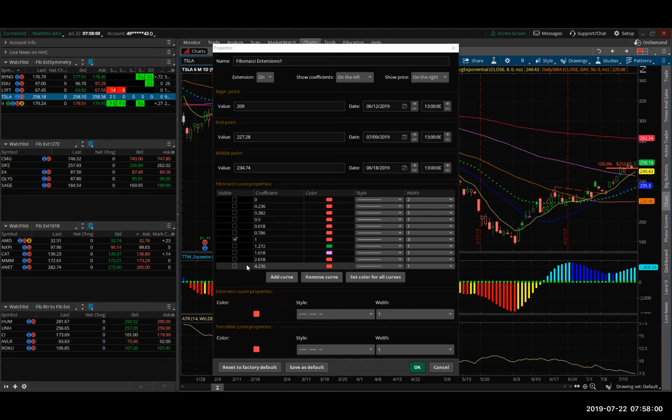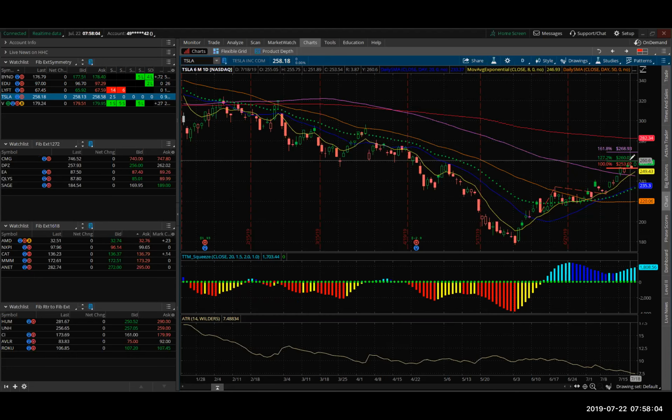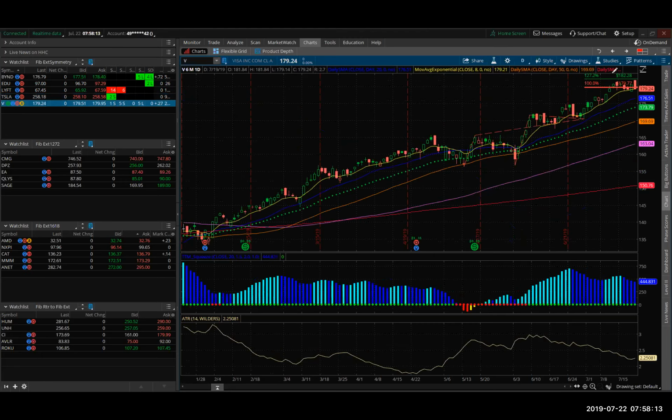I'm going to do it again, so I'm going to add those extensions. So we realize, oh, look at that. That's why it pulled back. Had you not known about your extension levels, you wouldn't have realized that that resistance was there. Make sense? Let's take a look at V.